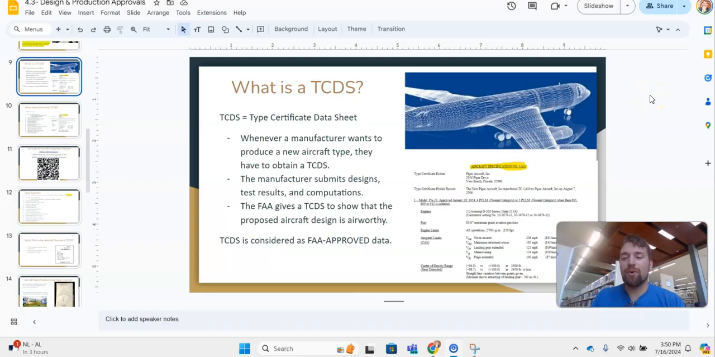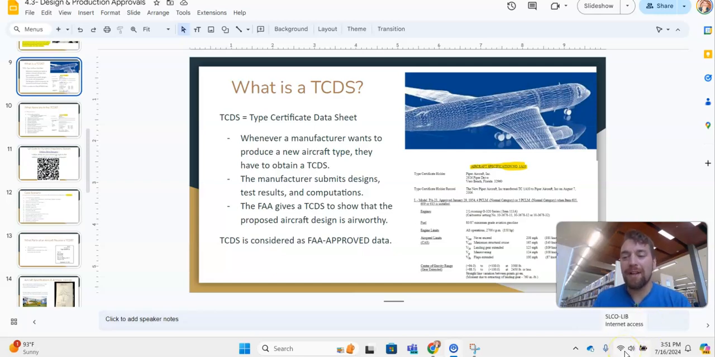Whenever a manufacturer wants to produce a new aircraft type, they've got to obtain a TCDS. What happens is that they'll submit their designs, their test results, their computations. The FAA will look it over, and by giving them a TCDS, they're essentially giving them the stamp of approval to go ahead. They say that the design is airworthy. It is important to note that the TCDS is considered to be FAA approved data.